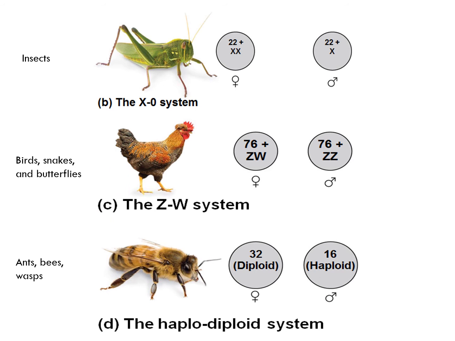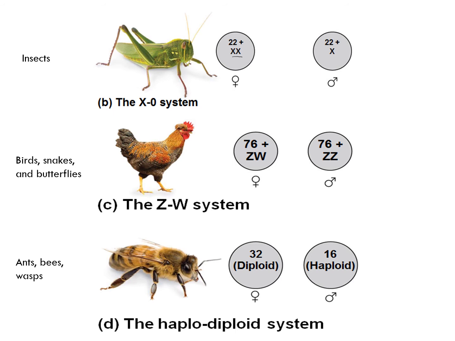That is not the case for other insects like grasshoppers. They're going to use an X-nothing system. So if you have 2 copies of the X chromosome, then you're a lady. And if you have 1 copy of the X chromosome, then you develop as a male.